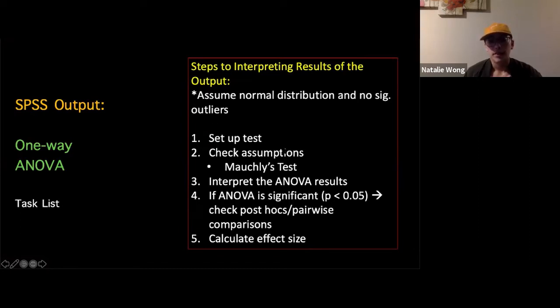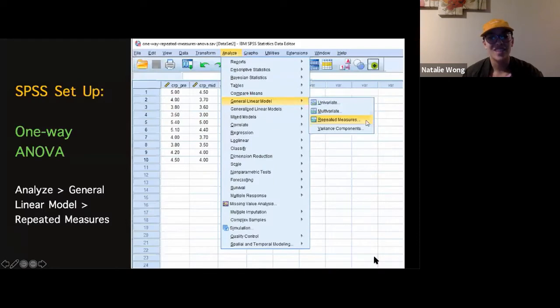This is our process that we're going to go through for the test. So the first thing is to set up the test. And then all hell breaks loose between 2 and 5. But setting up the test isn't that bad. We go to Analyze, General Linear Model, and then Repeated Measures. So both the one-way and the 2-way repeated measures ANOVAs get run through this pathway.